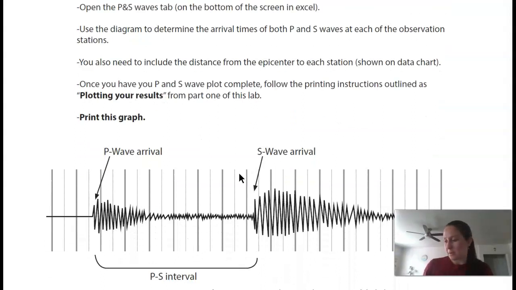So go ahead, grab your graph once it's looking good. It should be a relatively straight line. It might be a little bit curved, as you'll see later on, but it shouldn't have any weird bumps or anything like that. Okay, if it does, go ahead and check your data again. Make sure that your distances are correct, that your locations are the right location, and that you have the correct P and S wave arrival times.